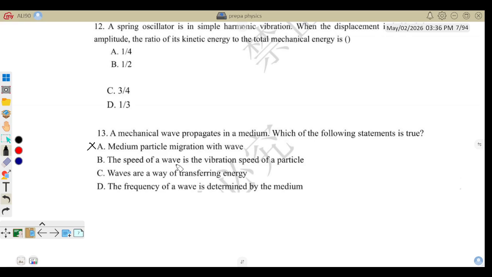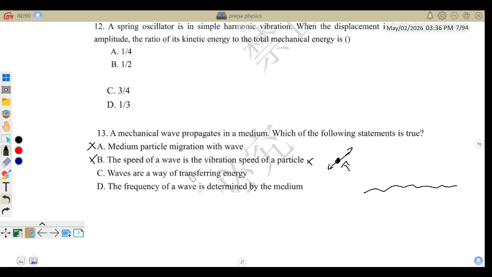The speed of a wave is the vibration speed of the particles. Pay attention here, these are very different speeds. The particles are vibrating back and forth around a certain equilibrium position, but the speed of the wave is how fast the disturbance moves along the medium. So B is not the good one as well. Waves are a way of transferring energy.